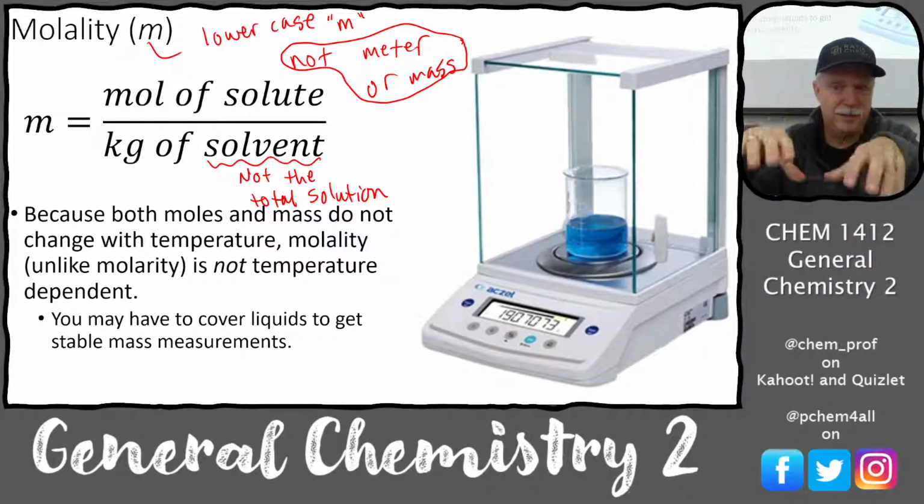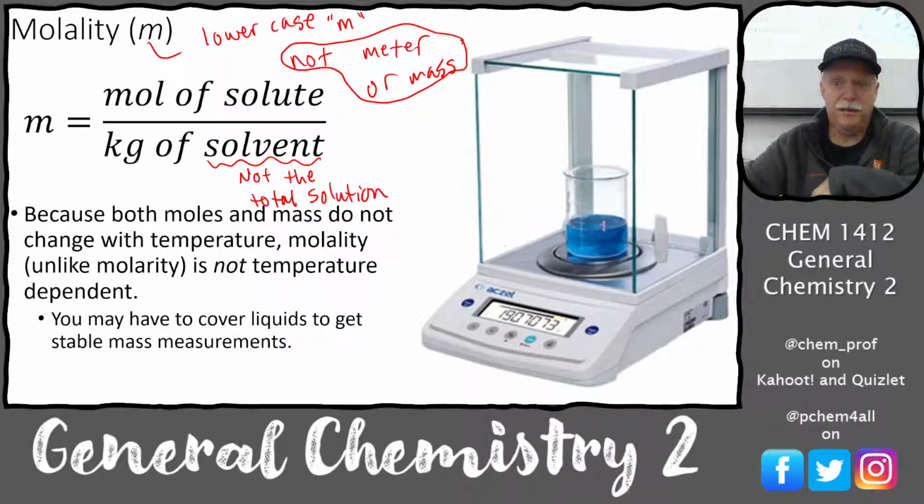Your balances sometimes don't do well if you've got solutions that are evaporating and so on. So you might put a watch glass or cover over that so that you can get a good, stable measurement of a liquid. Then you can put your solute in there. You know how many grams you put in. You know the molar mass, hopefully, so then you can convert to moles. So moles of solute per kilogram of solvent is molality. It's kind of hard to say, so I always emphasize it, molality.